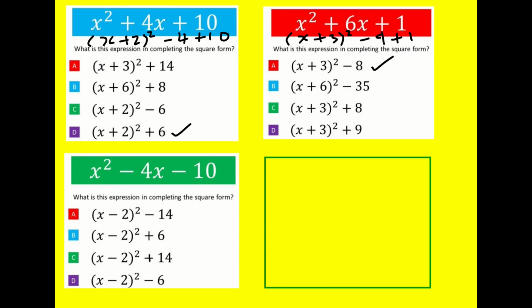Here, bringing in a negative. We do it exactly the same way. We have the minus 4 this time, and we're going to still minus 4, because that's what minus 2 all squared is. Don't worry that there's a minus, just treat it like this. Minus 10. This time it's going to become more negative, so it's going to be A again.